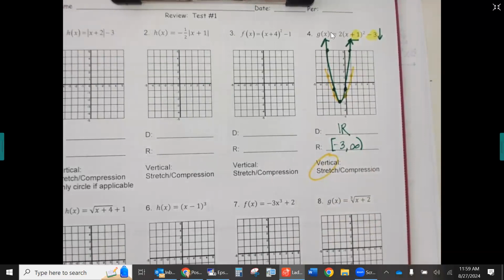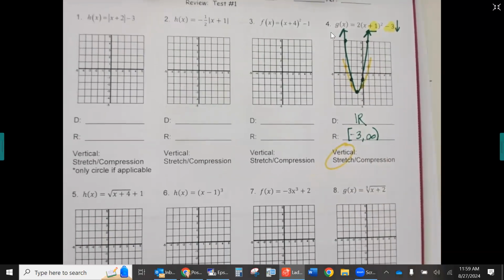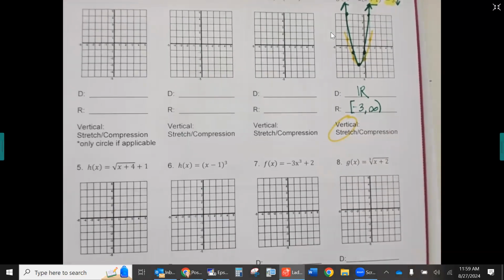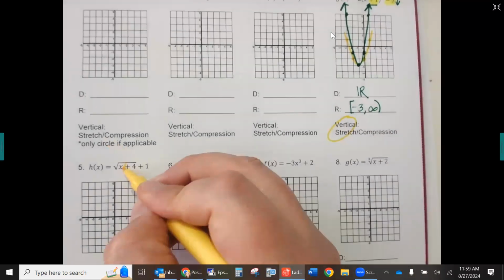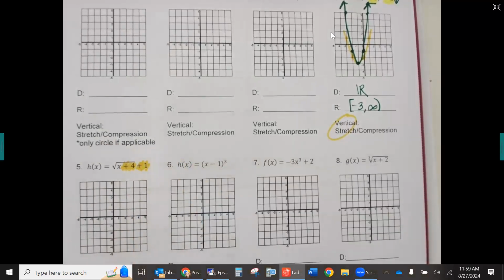Let's do number 5. Which way are we going to shift for number 5 if I have a +4 in the parenthesis or in the root? Left. Then, okay, do it. So to the left 4 and up 1.